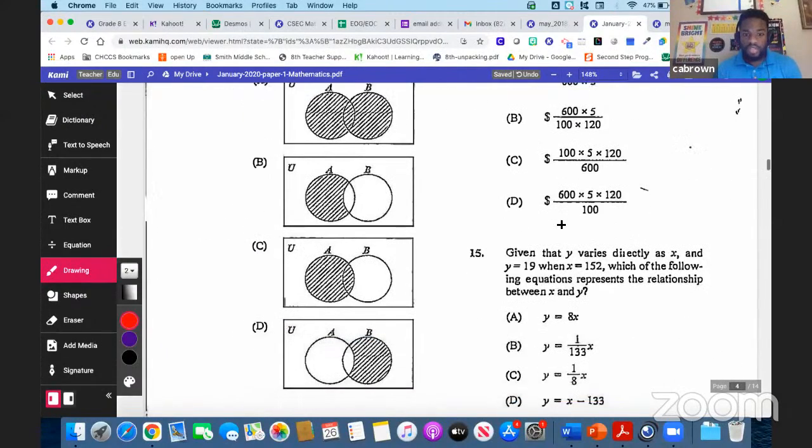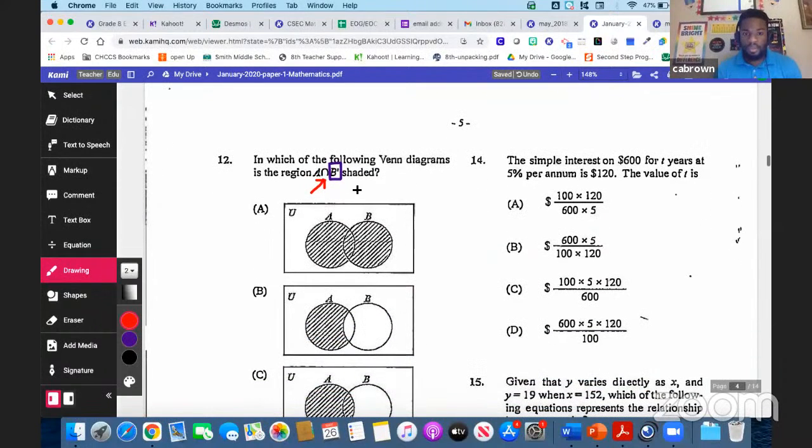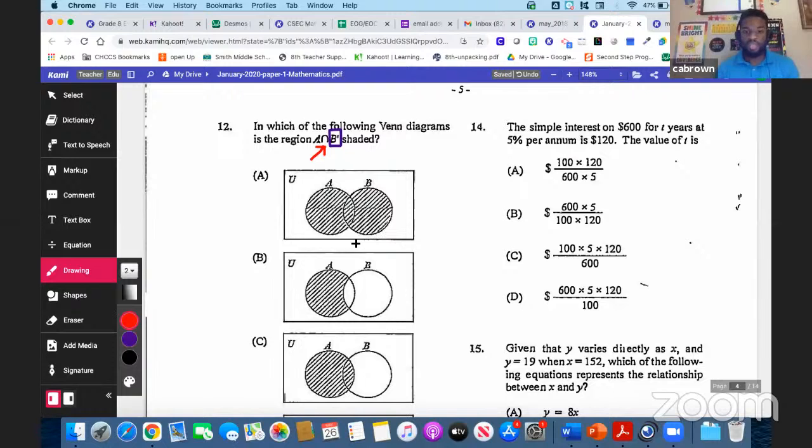So intersection, all of them are intersections. This part says B complement, and we're looking for everything outside of B, which is right here. It's an intersection, but you'd realize that set B is not shaded because it is the complement, which means everything outside of B. Good.